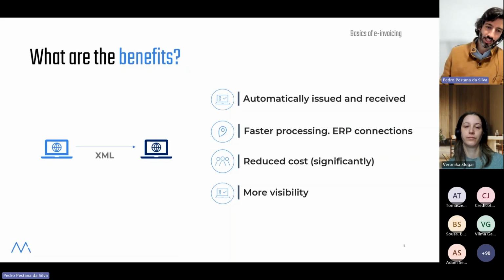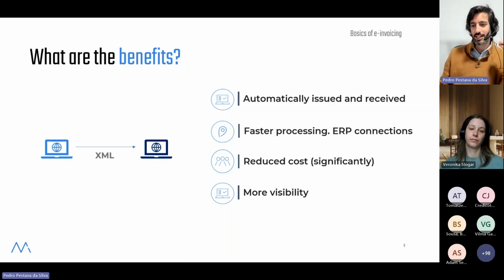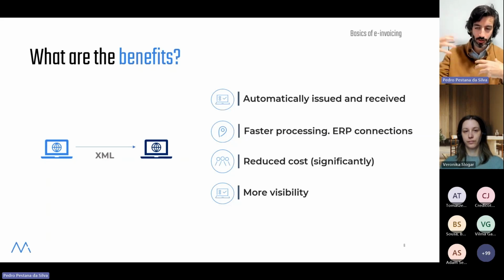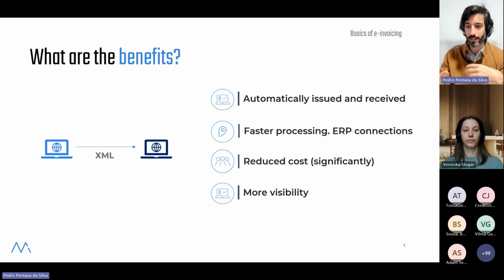Because the data is received automatically, there is also the possibility of doing multiple connections with ERPs, with banks, with data analytics tools. So you could connect to your bank, you could connect to Power BI, you could connect to SAP and do the flow of data backwards or in both directions from your billing software into your ERP. The next benefit is reducing cost, and that's another big benefit.